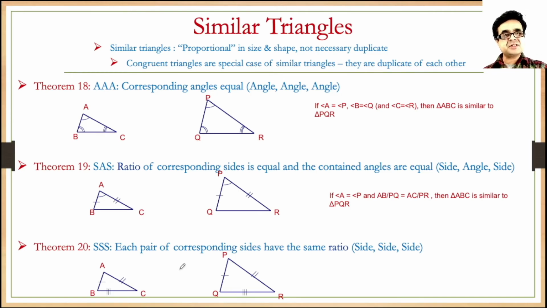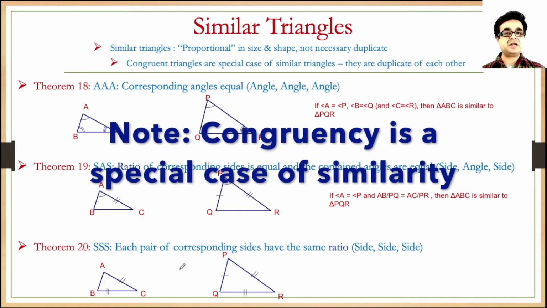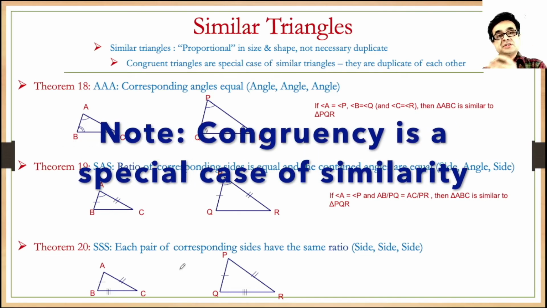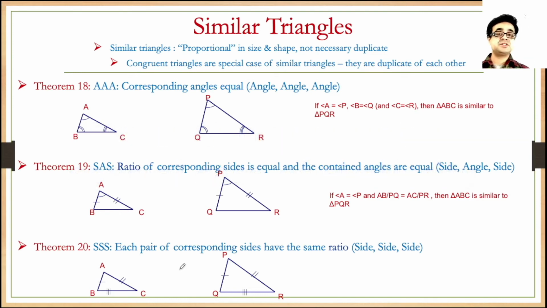They are proportional in size, so they're not necessarily duplicates of each other, which means the congruency conditions may not apply, but similarity conditions may apply, right? And just like congruency conditions, there are similarity conditions, and some of the similarity conditions are the same as congruency conditions, but instead of equality, we talk about ratios. Congruent triangles are a very special case of similar triangles where the ratios are actually equal to 1. So in short, similar triangles look alike.